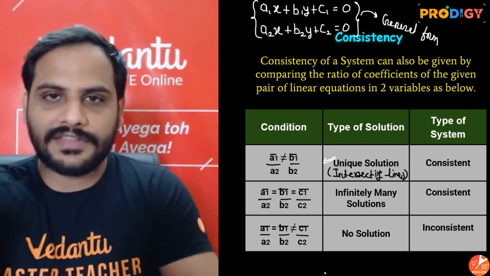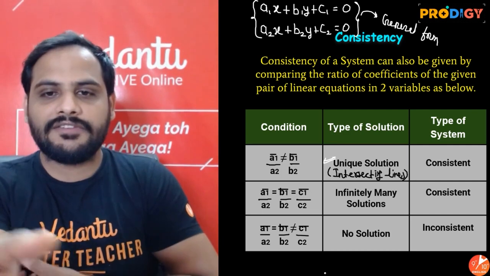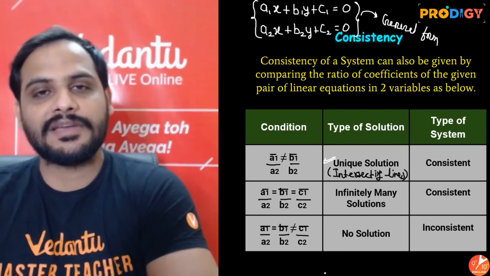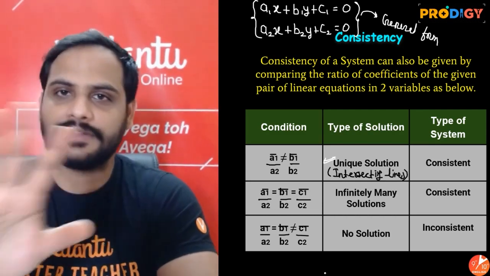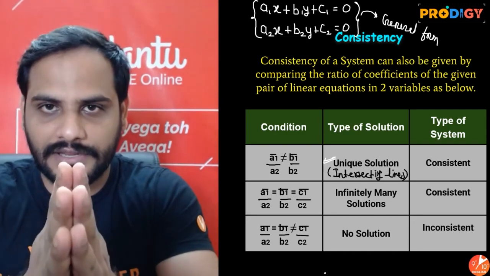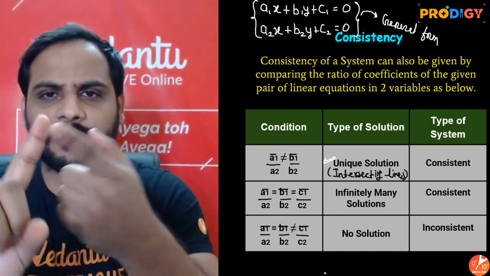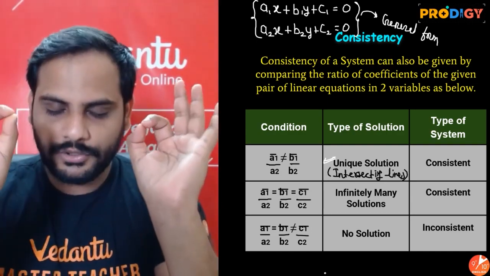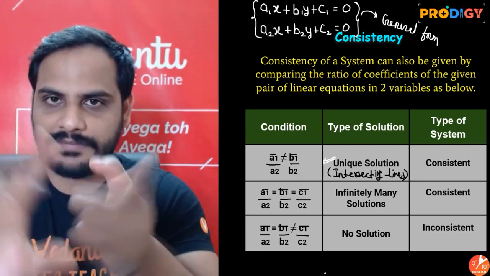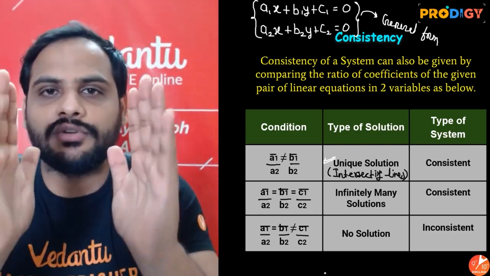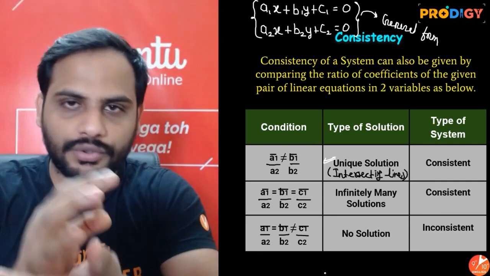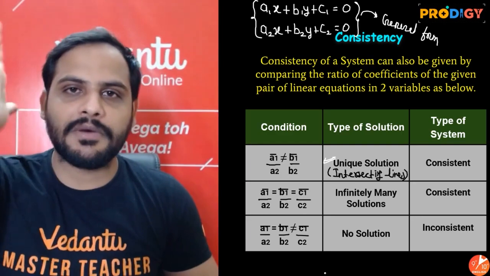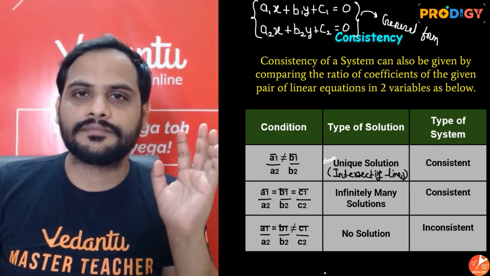Now look, what many students think is, sir, suppose I get A1 by A2 not equal to B1 by B2 and then C1 by C2 is equal to A1 by A2, in that case what will happen? Nothing. It is a simple thing, beta, try to understand this very clearly. We first look at the values of A1 by A2 and B1 by B2. My first focus, I will only think about A1 by A2 and B1 by B2. Once I get to know that A1 by A2 and B1 by B2 are not equal, I don't care about C1 by C2. It is as simple as that.